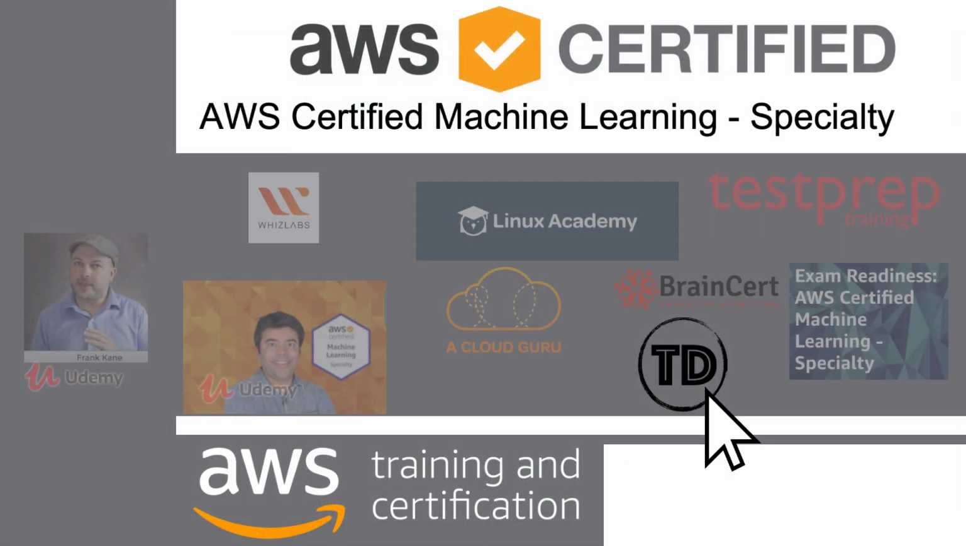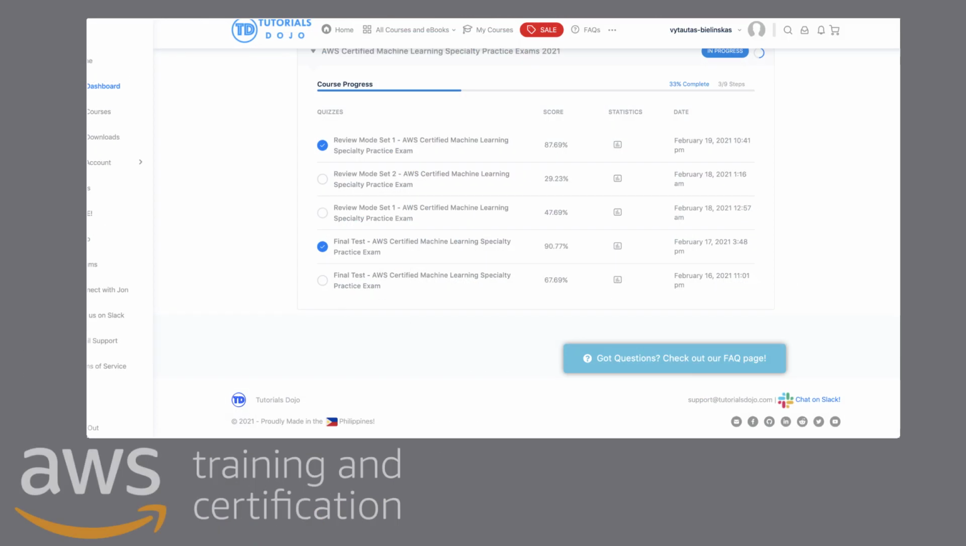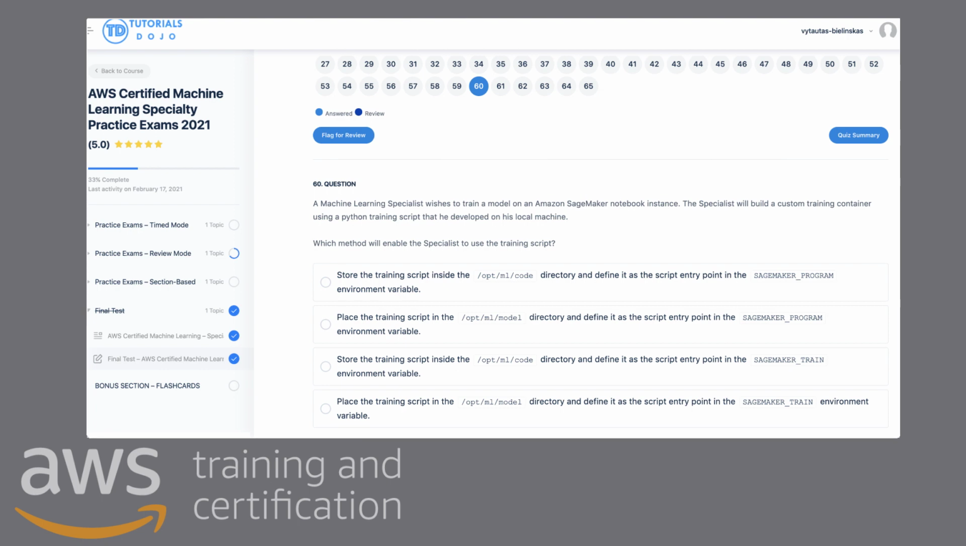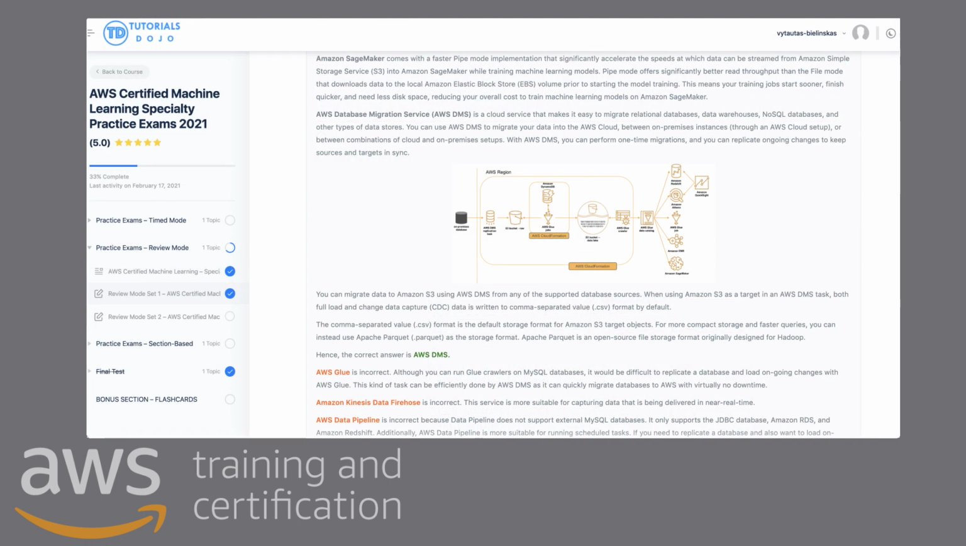The next one is Tutorial Dojo. I like it very much because all answers are explained very well, with the main keys that you must know before the exam. From here I put a lot of information into my dashboard.